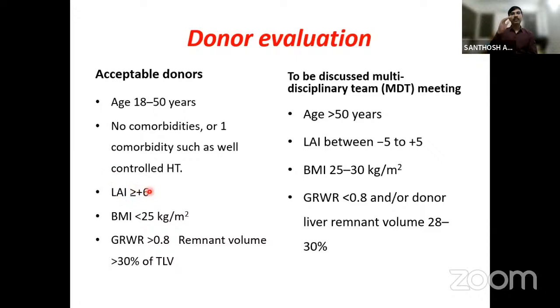When the fatty content of the liver increases, the attenuation index comes down, and beyond a certain stage this can become negative also. So the patient should not be obese, the graft recipient weight ratio should be greater than 0.8, and the remnant volume of the liver should be greater than 30% of the total liver volume. Okay. Now, relative contraindications include age greater than 50, LAI between -5 to 5, slightly obese patients, GRWR of 0.8.